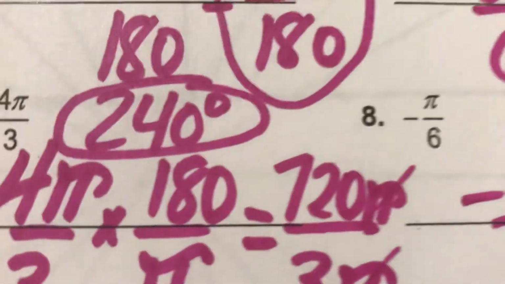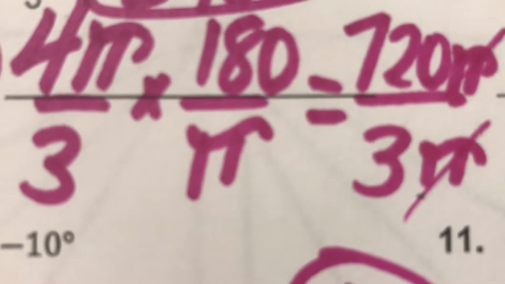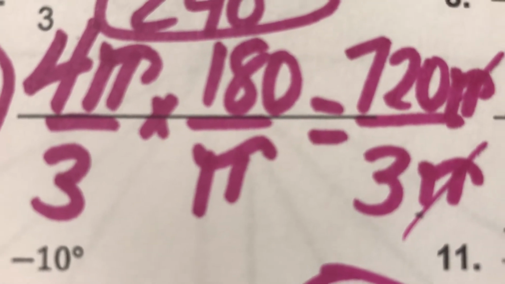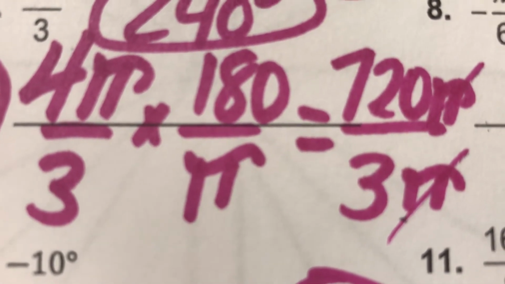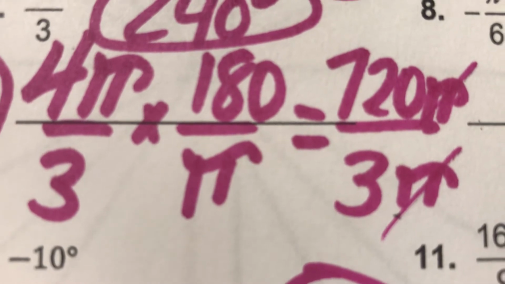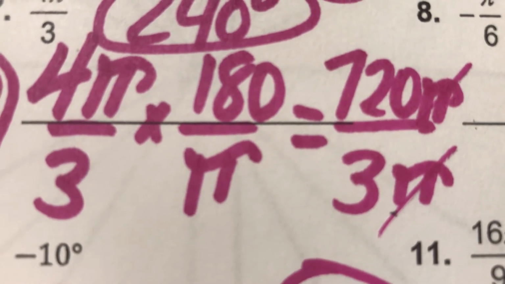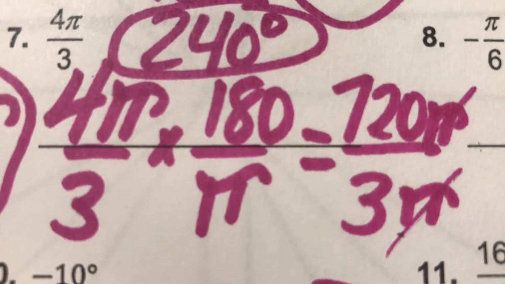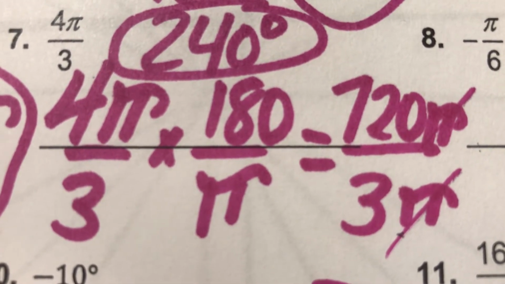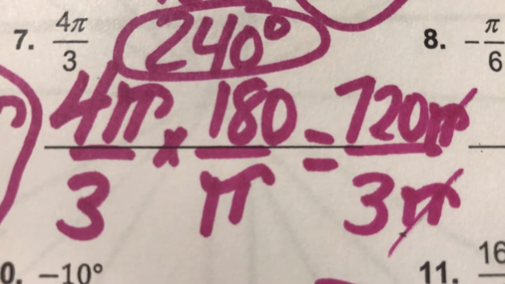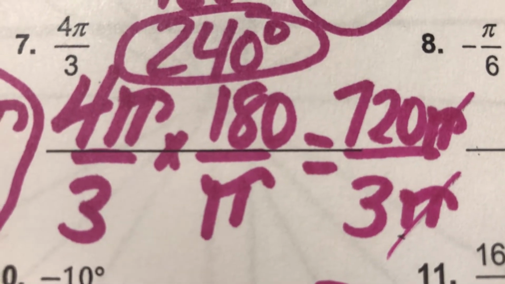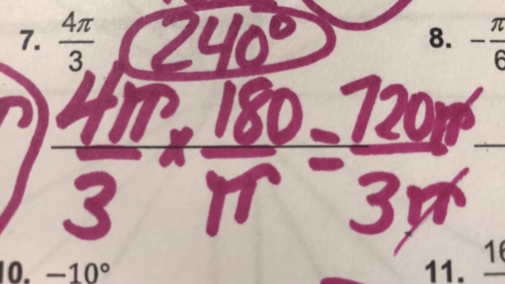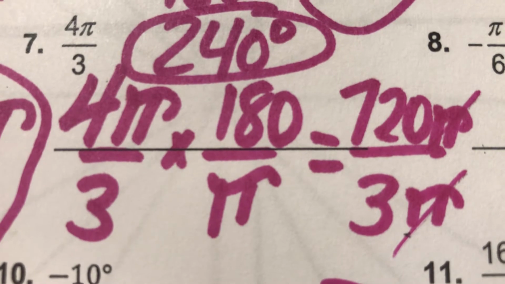Number 7 is in radians. If you're going to convert that to degrees, multiply by 180 over pi. Pi would cancel. 4 times 180 is 720. 3 in the denominator, and that goes evenly. 720 divided by 3 is 240. So 4 pi over 3 is a radian angle. That is the same thing as 240 degrees.